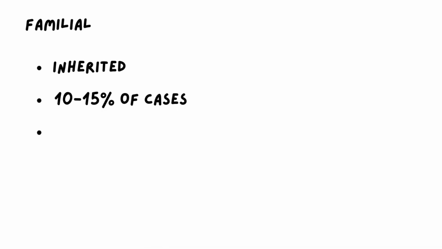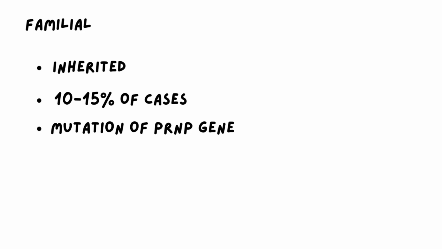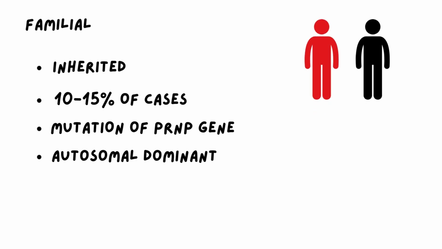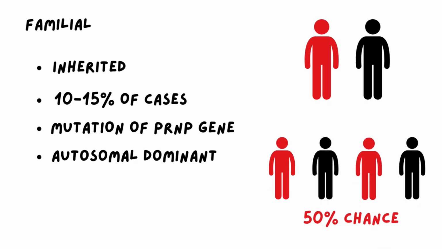Familial CJD is the inherited form of the disease, accounting for around 10 to 15% of cases. It is caused by a mutation of the PRNP gene on chromosome 20. It is autosomal dominant, meaning if you have the gene, there is a 50% chance your offspring will have it as well.